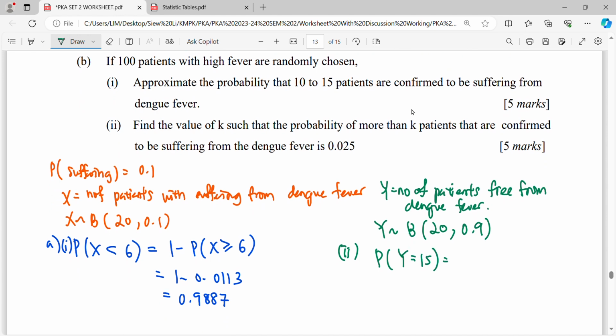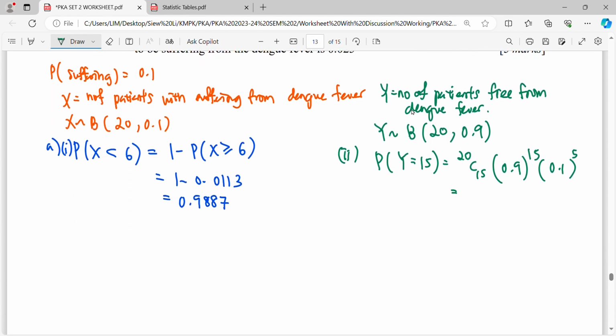When we have exactly, we can use the binomial formula: 20C15, 0.9 to the power of 15, 0.1 to the power of 20 minus 15, which is 5. Make sure your decimal is written to more than 3 significant figures. So what can you get here? 0.0319.